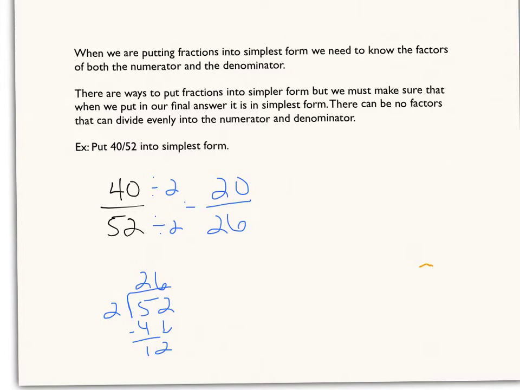But I still have 2 even numbers, so I'm not done. Even if they weren't even, but I had 2 numbers that still had a factor that would divide evenly into them, I'm not done. So I take 20/26, I divide by 2. Now it's going to be a little easier. 20 divided by 2 is 10. 26 divided by 2 is 13. Well, now I think there's no number that can go into 13 except for 1. So I'm done. 10/13 will be my final answer.